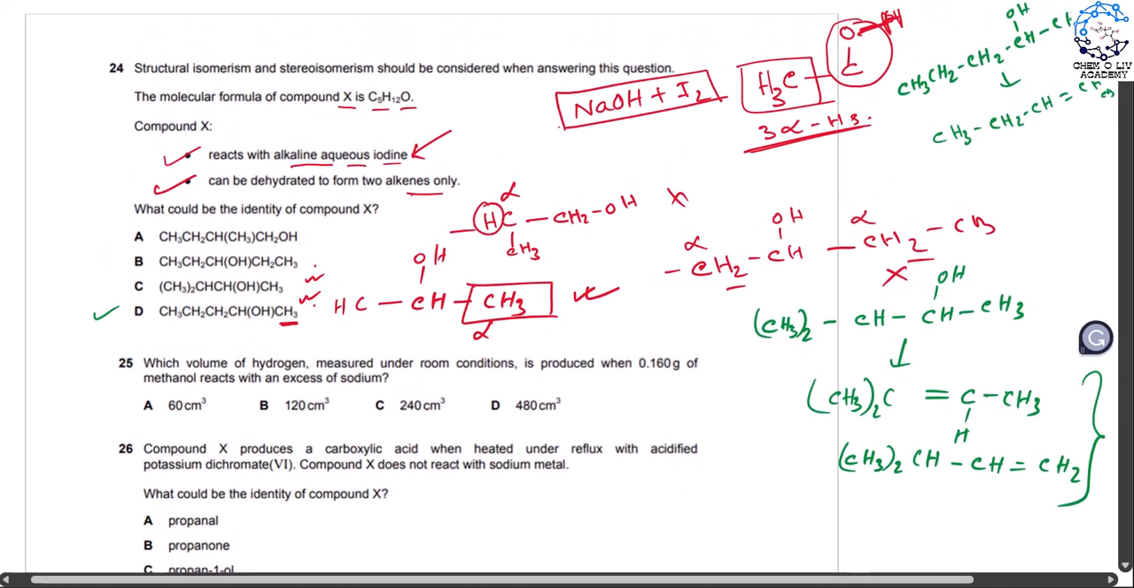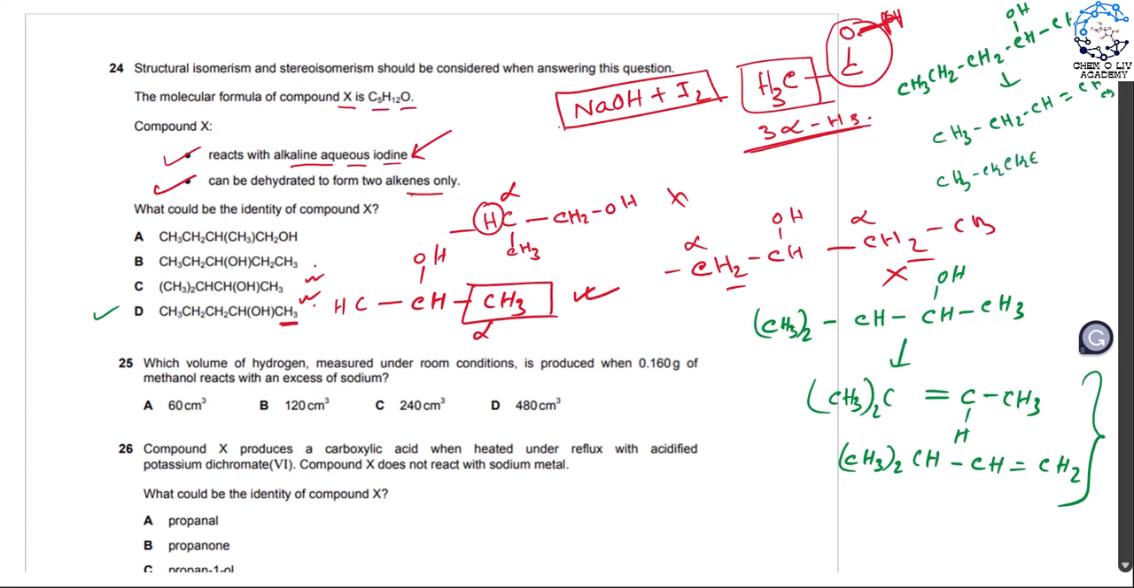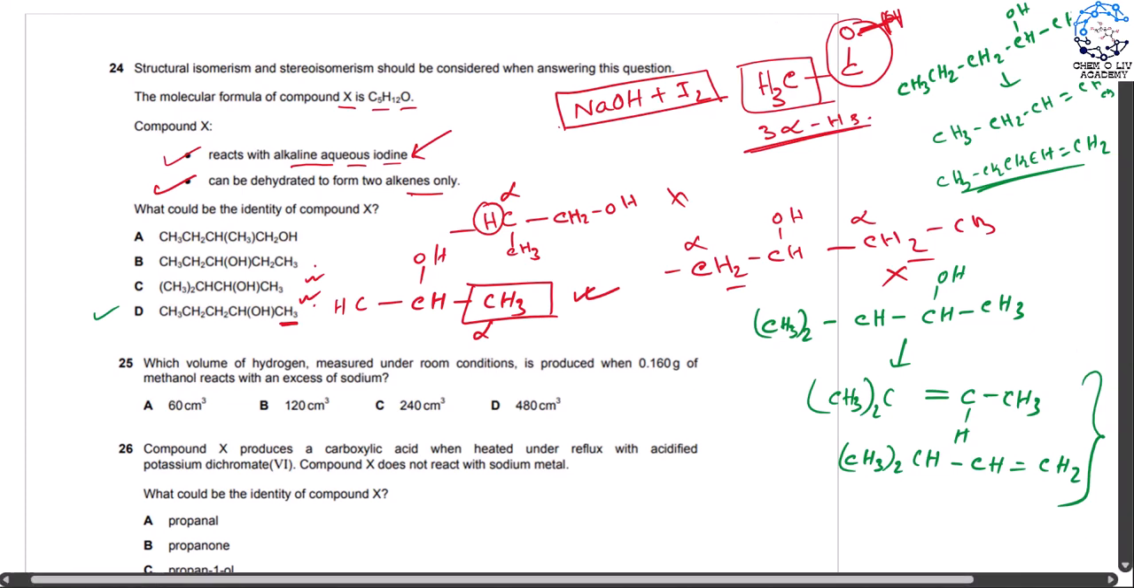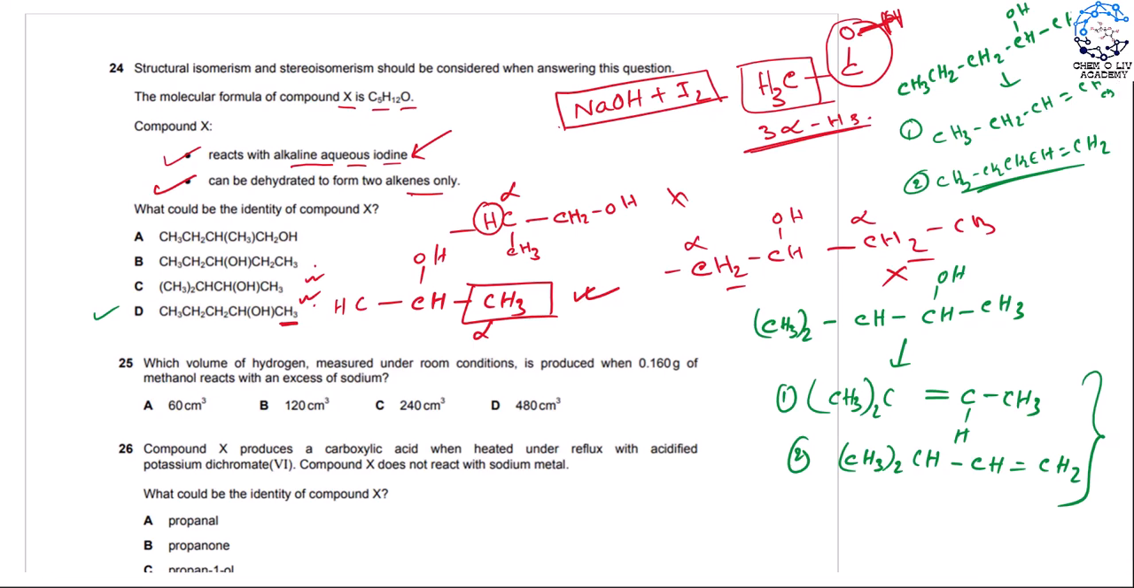This is your one alkene, and another alkene will be CH3 CH2 CH2 CH double bond CH2. So both the alcohols are giving two alkenes. This is the one, this is the two. Now which one is the correct option?